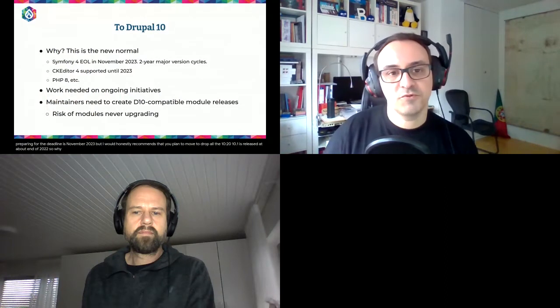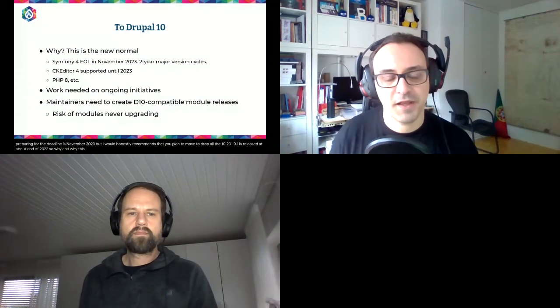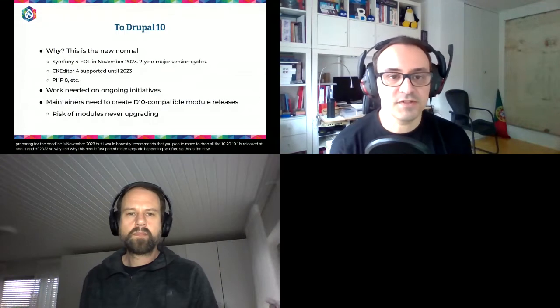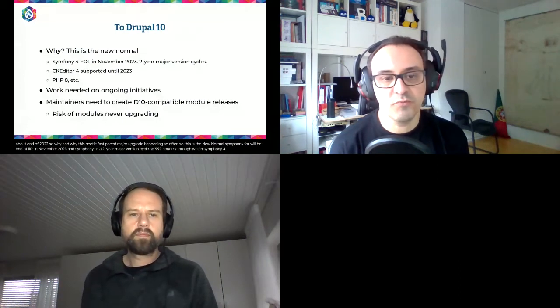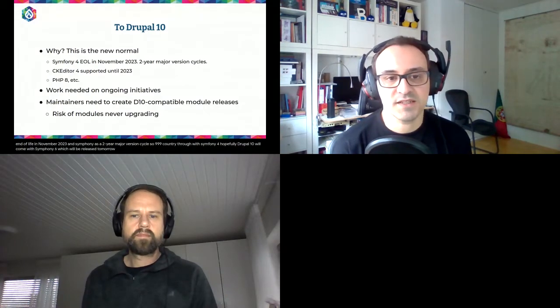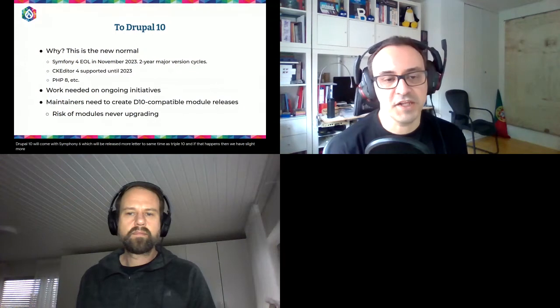So why Drupal 10 and why this hectic, fast-paced major upgrade happening so often? So this is the new normal. Symfony 4 will be end of life in November 2023, and Symfony has a 2-year major version cycle. So Drupal 9 comes with Symfony 4. Hopefully Drupal 10 will come with Symfony 6, which will be released more or less at the same time as Drupal 10. And if that happens, then we have a slight more runway or breathing space.